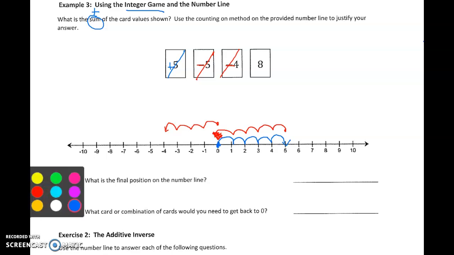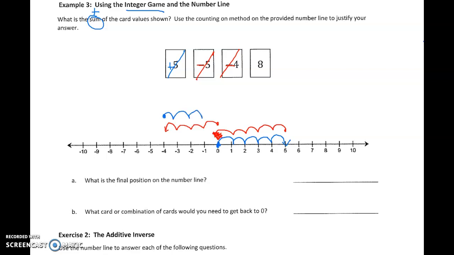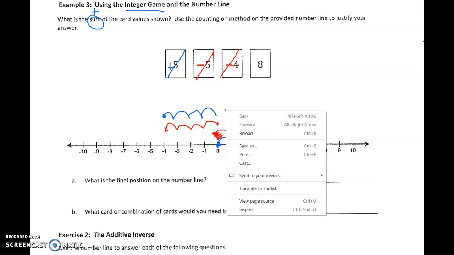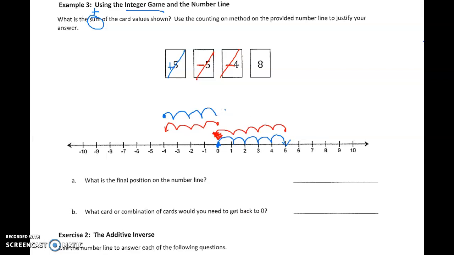Finally, I need to move 8 units to the right because it's a positive 8. So go to where I left off, here at -4. And now I want to move to the right. 1, 2, 3, 4. 5, 6, 7, 8. Now where did I end up? Let me pay attention to what I'm doing here. I ended up at 4.